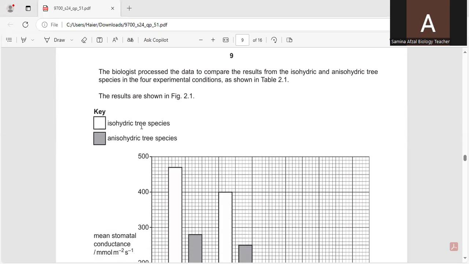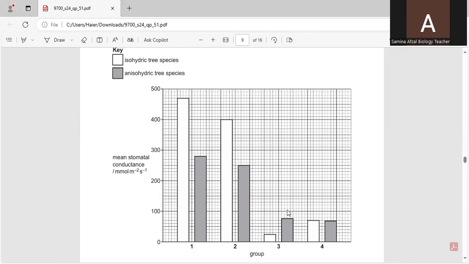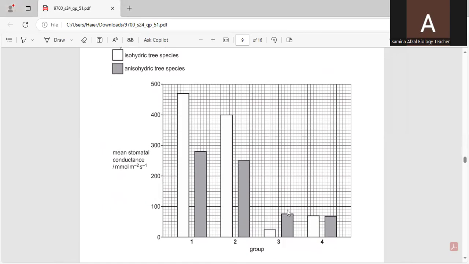The biologist processed the data to compare the results for the isohydric and anisohydric tree species in the 4 experimental conditions as shown in table 2.1. You can see the table 2.1, and here you can see the isohydric tree species and anisohydric tree species for the 4 groups. And in the first group, the water was given, and in the other group the water was not given. And you can see both species are shown on this.